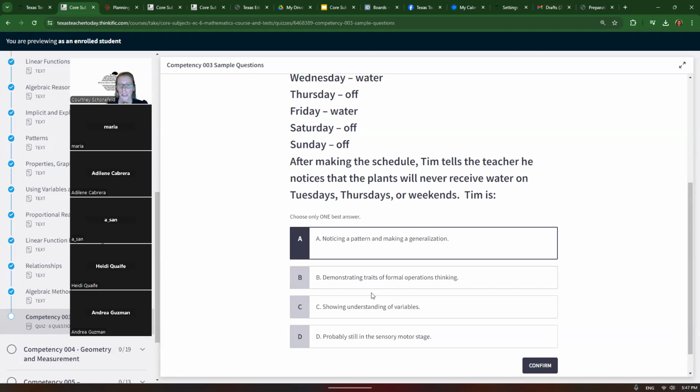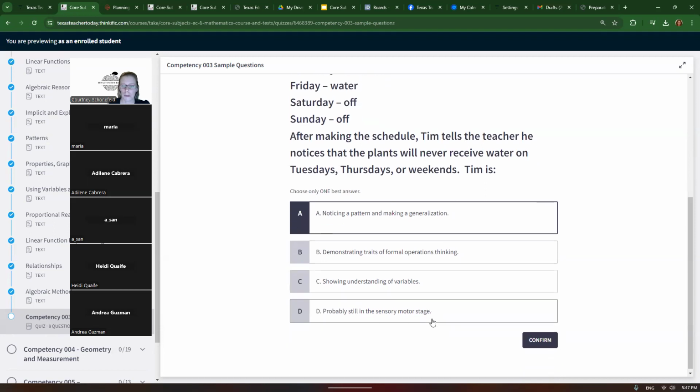It's not formal operations thinking necessarily. It's not variables. And he's not in the sensory motor stage. That's for babies to 2 years old.